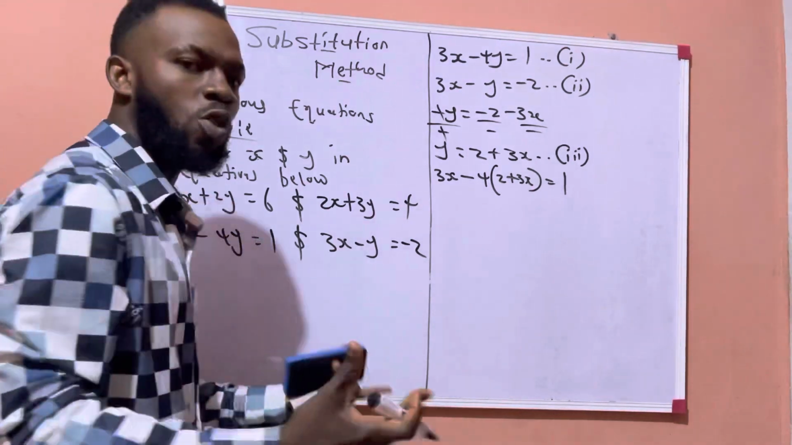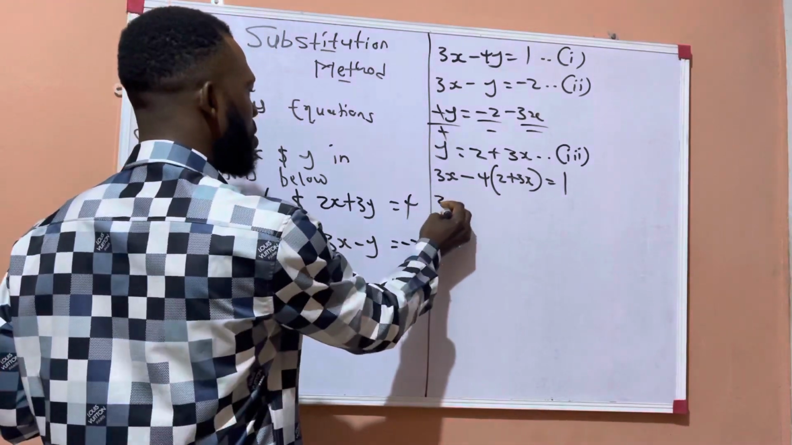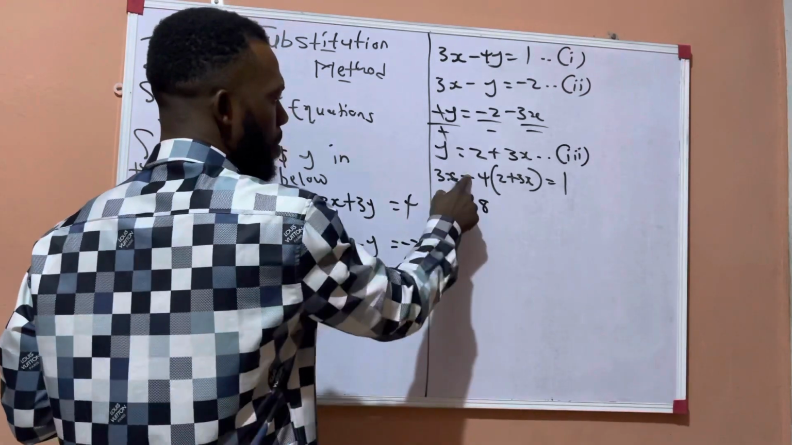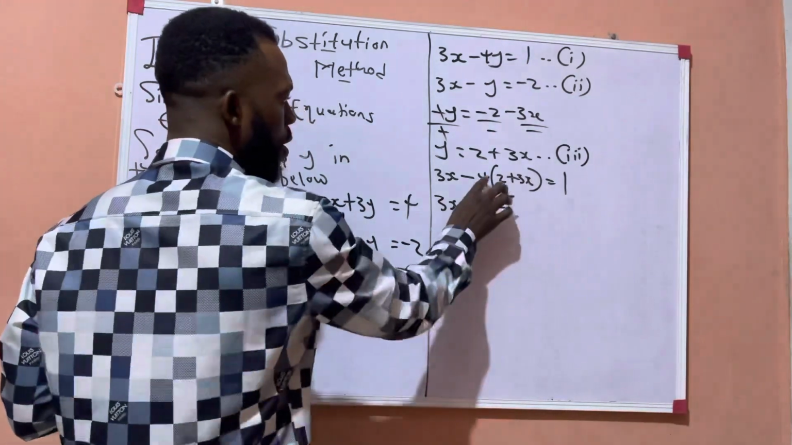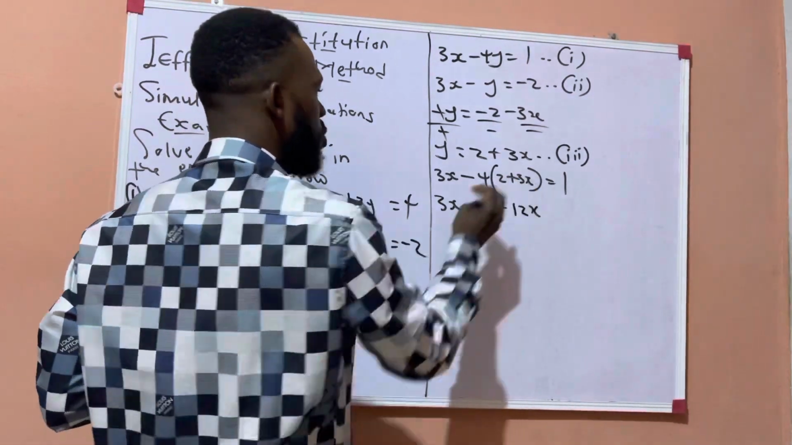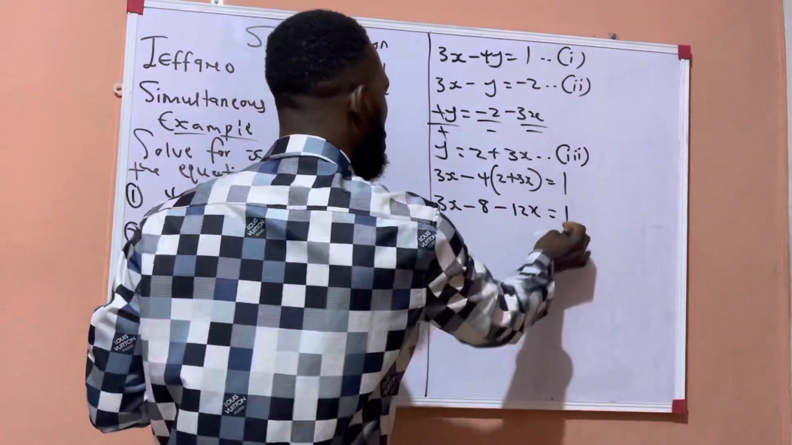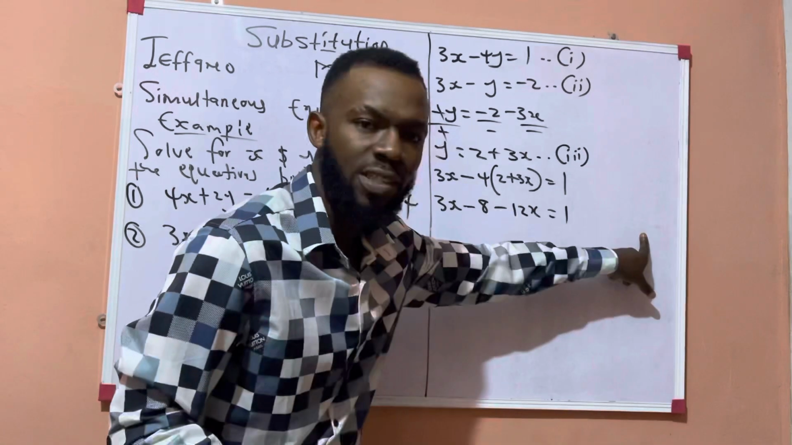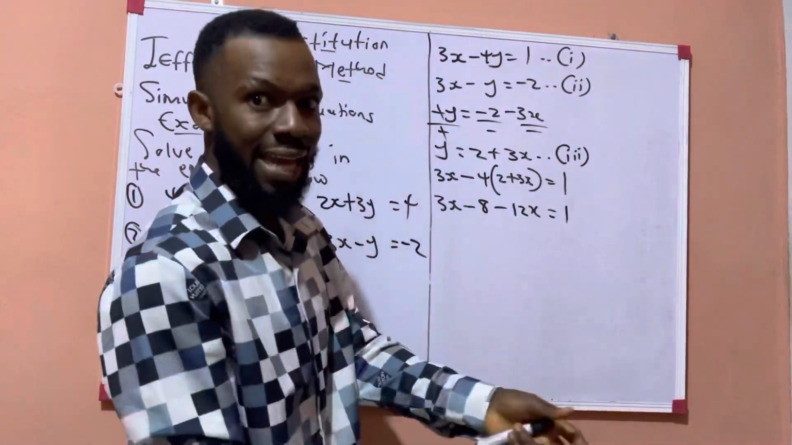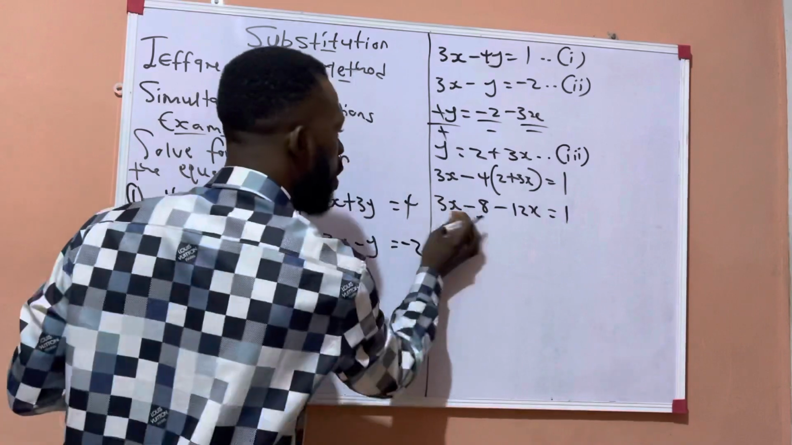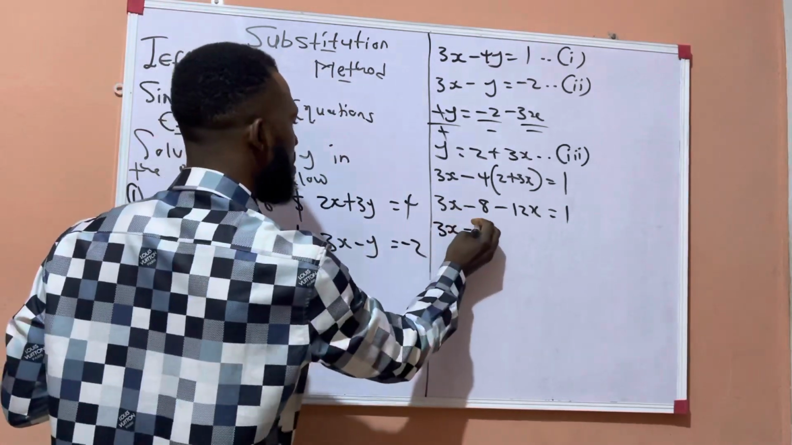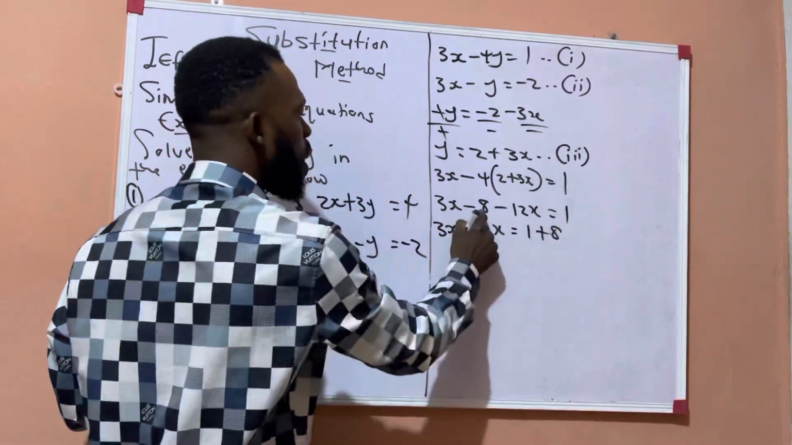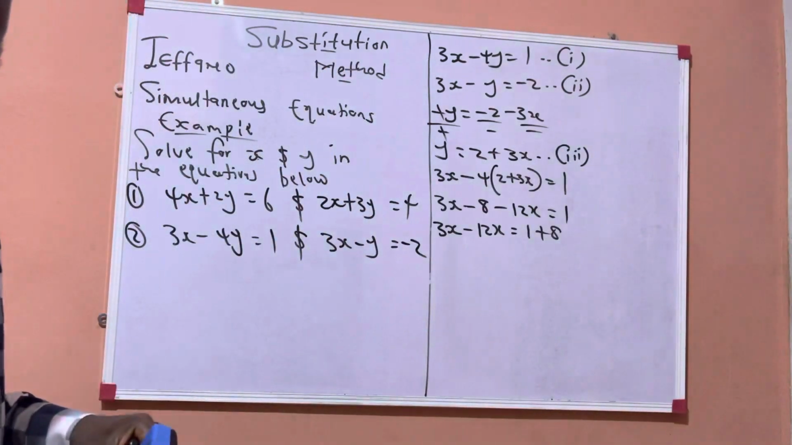Now, without wasting time, let us open the bracket. Here becomes 3x minus 4 times 2 gives us 8, minus times plus gives us minus, 4 times 3x gives us 12x, equal to 1. Now, collecting like terms, minus 8 has to go because why? Minus 8 and 1, they are like terms. Now, when minus 8 leaves, what will remain here? 3x minus 12x. Now here becomes 1 plus 8. Because when minus 8 crosses the equality sign, it becomes plus 8.